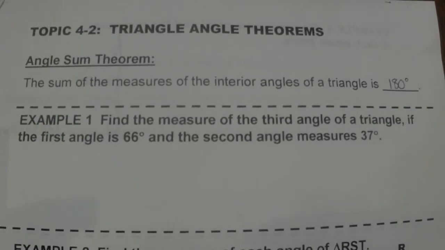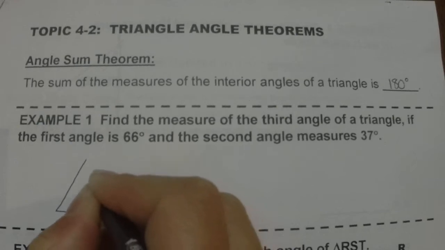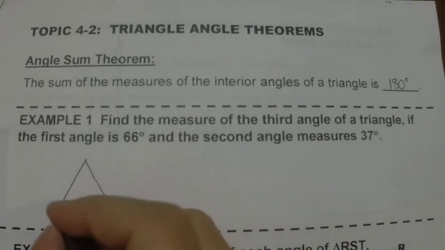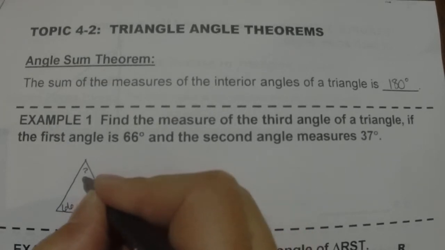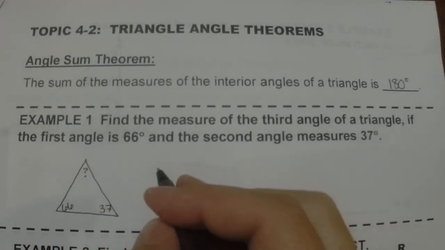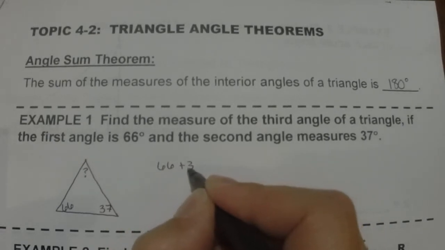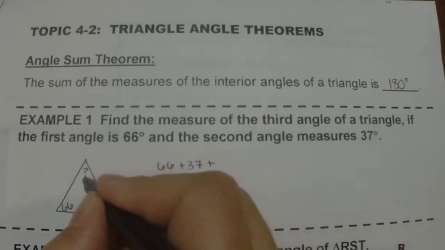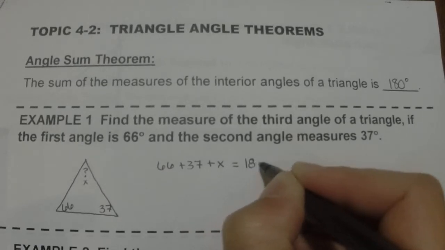So for example 1, it says find the measure of the third angle of a triangle if the first angle is 66 and the second angle is 37. Well, if you need a picture, you can draw one, just a basic triangle. One angle would be 66, the other one would be 37. They're asking you to find this one. So what you would need to do is add 66 plus 37, and then plus this last angle, which we would call x, and it would be equal to 180.